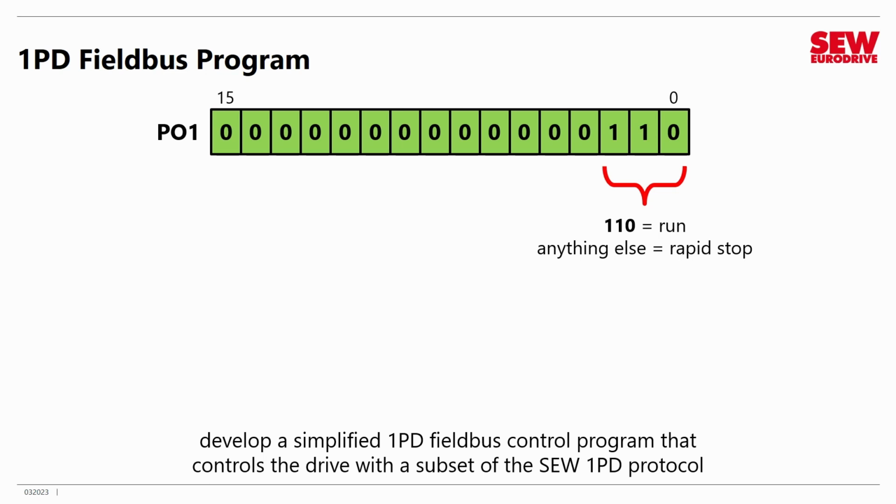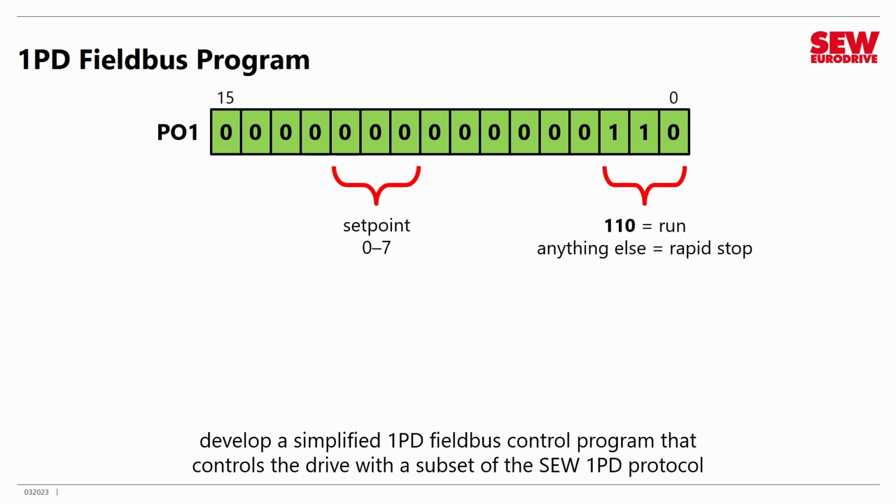So if that bit pattern is received by the Movi Drive B, then it should start the drive. Anything else, it should do a rapid stop, or if it's already stopped, just do nothing. In the complete SEW1PD protocol, there are actually 3 stops possible with these bits. There's a rapid stop, a normal stop, and a controller inhibit stop. We're not going to implement those. We're just going to have the run state and the everything else state, and we're going to use rapid stop for them all. So that is one simplification we've done here.